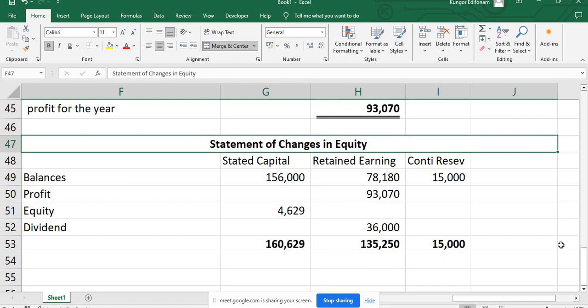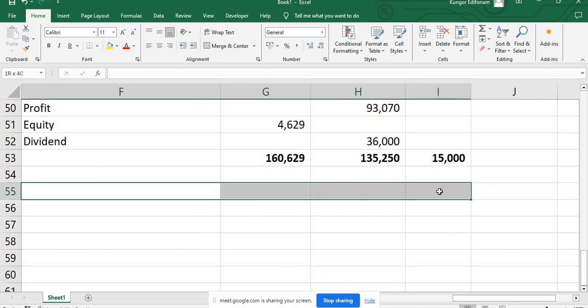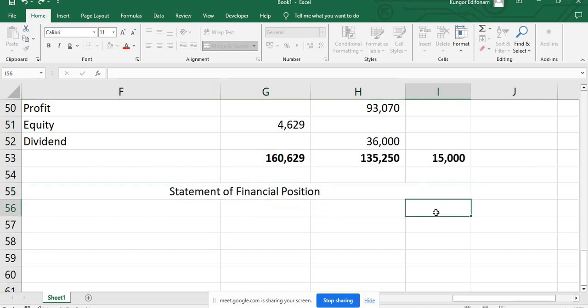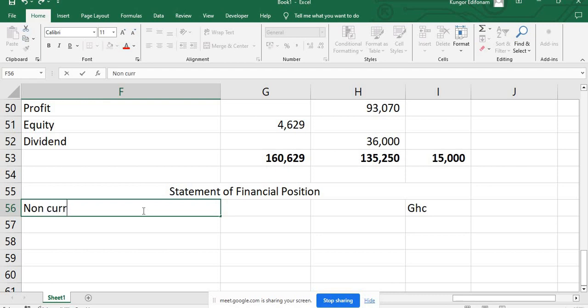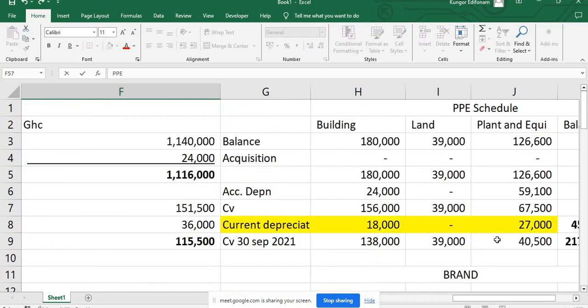Alright. So now let's move on to our statement of financial position. Another simple thing. Alright. So that will tell whether you've done a good job or you didn't. Okay. So statement of financial position. So now we'll start with our PPE. Right. So we have here non-current assets. Okay. So the non-current assets, we have PPE, and then we prepared a PPE schedule. So let's go for the PPE.